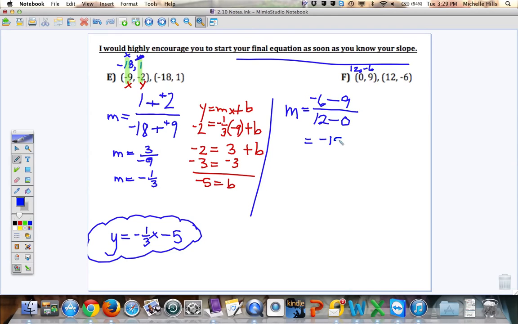Simplifying this gives me -15 over +12, and then reducing that fraction but leaving it as an improper fraction, it becomes -5/4. So y equals -5/4 x.